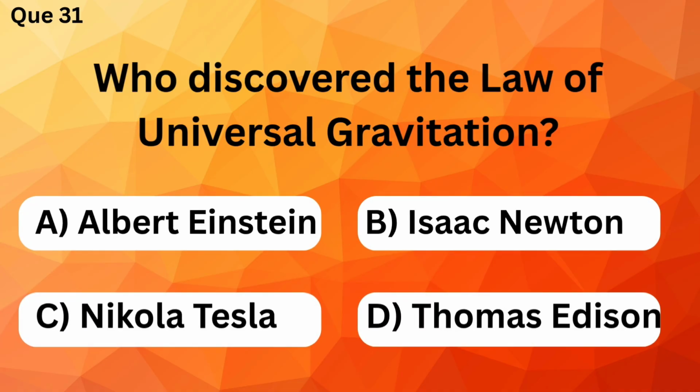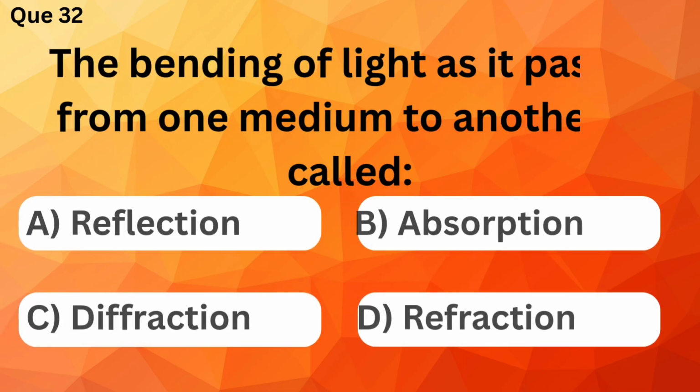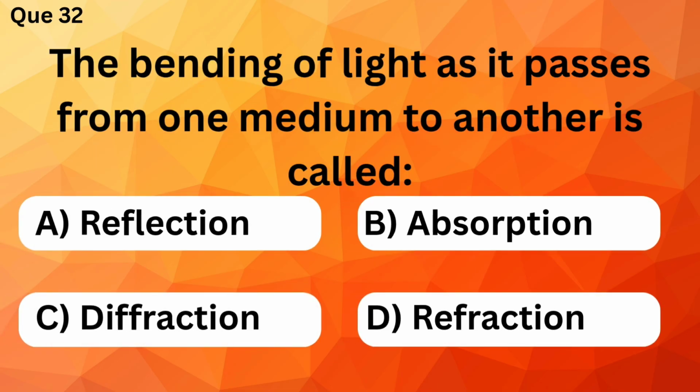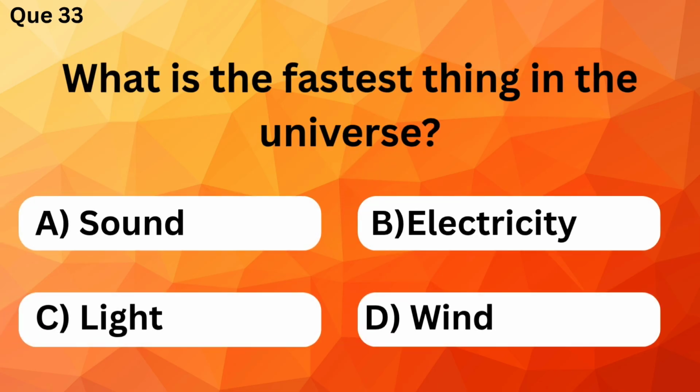Who discovered the law of universal gravitation? B. Isaac Newton. The bending of light as it passes from one medium to another is called? D. Refraction. What is the fastest thing in the universe? C. Light.